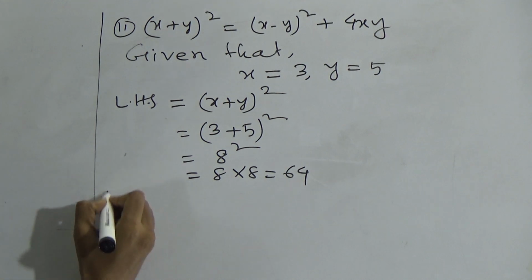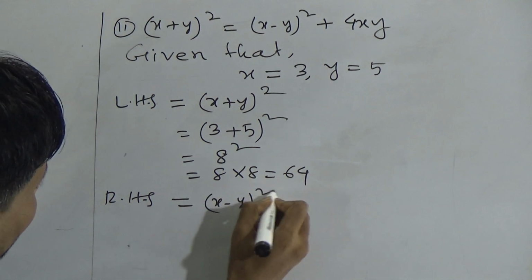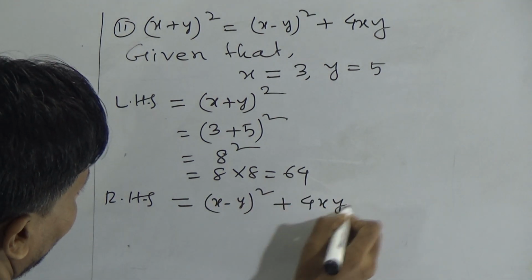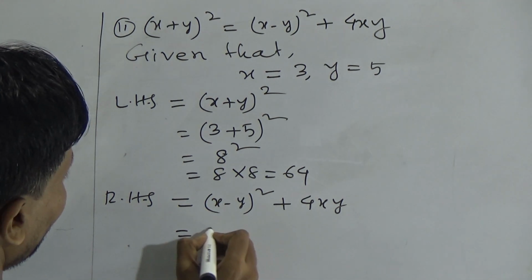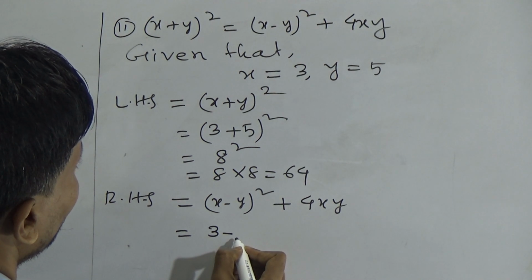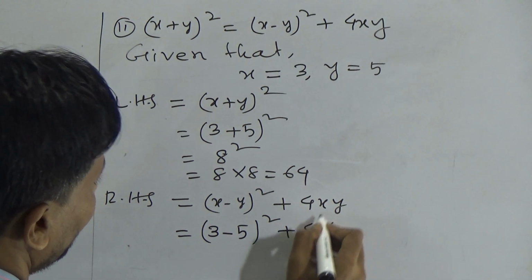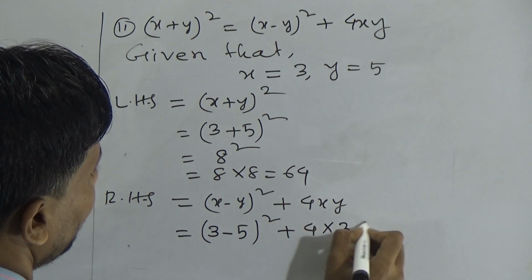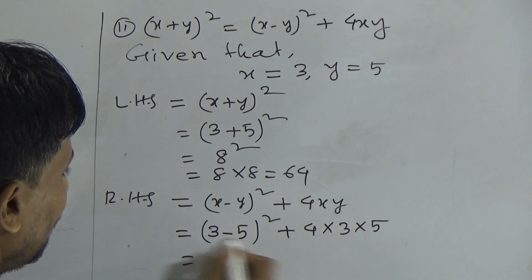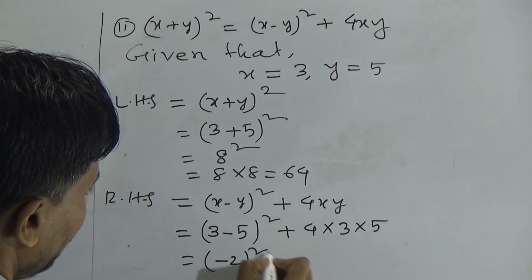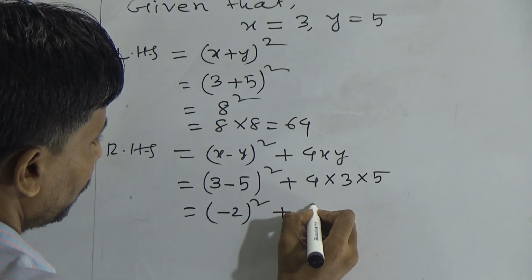64. Now write right hand side x minus y whole square plus 4xy. Look, x means what? X means 3 minus y means what? Y means 5 whole square plus 4, x means 3, y means 5. 3 minus 5, this is equal to what? Minus 2 then whole square plus 4 3s are 12. 12 into 5 equal to 60.